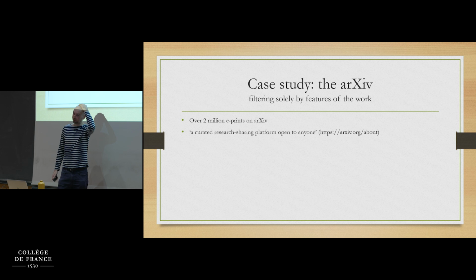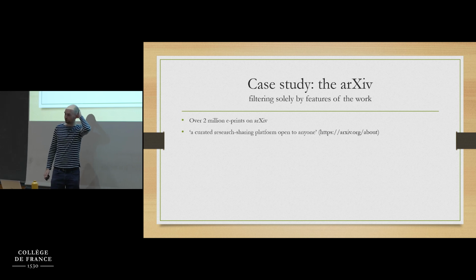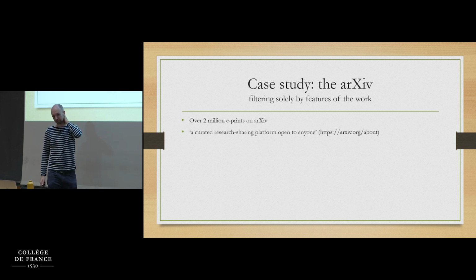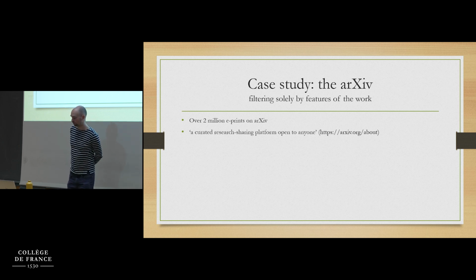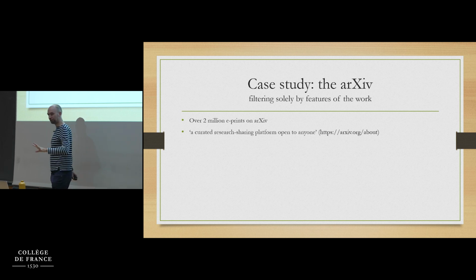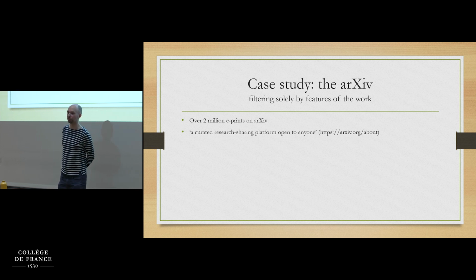So here then is the case study that highlights this most strikingly, I thought. Which is the arXiv, which is filtering solely by features of the work, right? So I suppose that you all know what the arXiv is, right? It's this preprint server of e-prints, they call them, where all kinds of natural sciences but also mathematicians can upload their work prior to publication. And the arXiv presents itself as a curated research sharing platform open to anyone. Open to anyone in the sense that there's no paywall, right? You can have a look at everything, but it's curated in the sense that there's a moderation process that looks at the submissions that are uploaded.